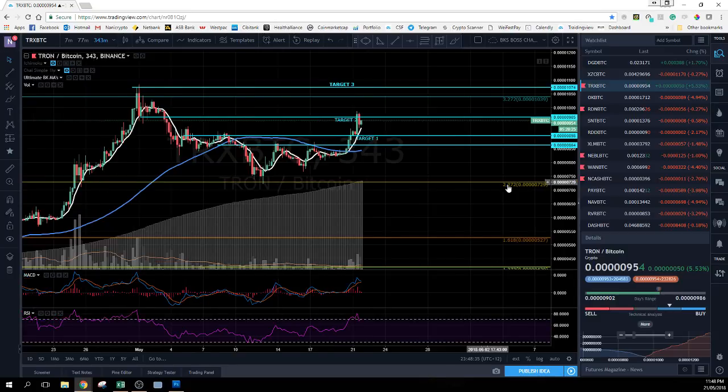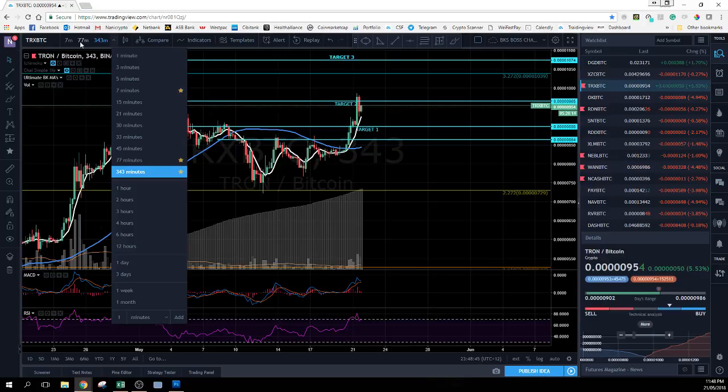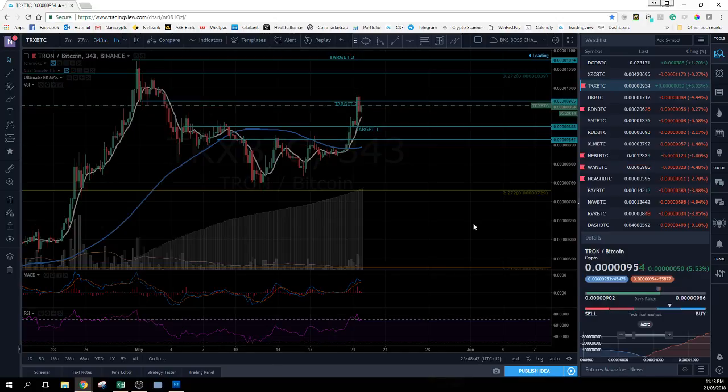So TRX, I mean, it still has a buy signal here in TradingView. So in theory, it could have just done, it's going to bring it down to the 1 hour.